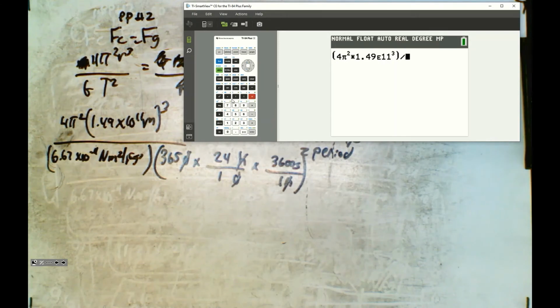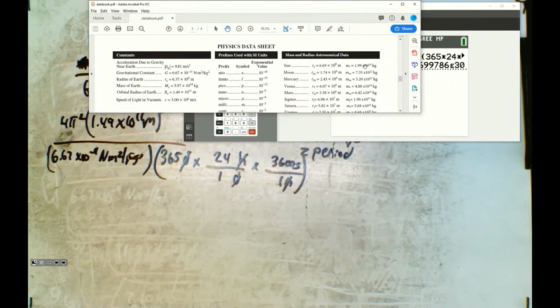So that's my top, and then my bottom, alpha g, times, and I'll start a new bracket, 365 times 24 times 3600. And I want to square that, and then I want to close my bottom bracket. And I get the mass of the sun, 1.97 times 10 to the 30. We compare it to here, 1.99. The reason that they're a little bit off is because this is rounded.